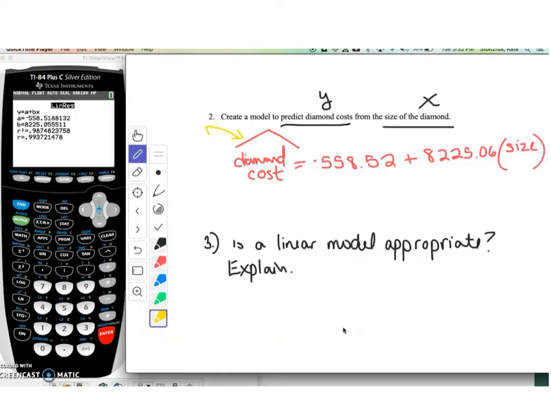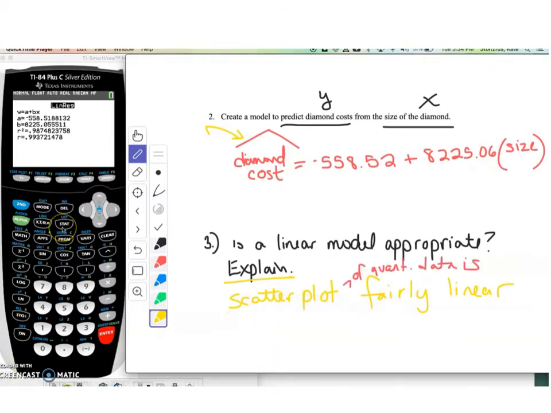Next, we're asked, is a linear model appropriate? And we're told to explain. So when I address this, first of all, do I have quantitative data? Sure. Okay. I looked at my scatter plot. So we would talk about, and you're going to put this into sentence form, the scatter plot of quantitative data is fairly linear. But I should also look at my residual plot just to make sure that I really have a good model here, or a situation where I can make a model, I should say.